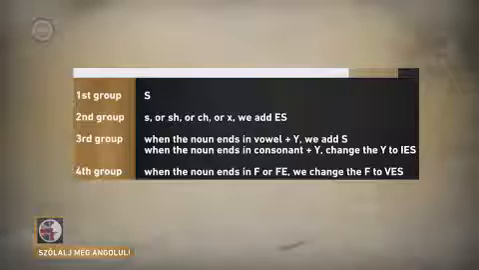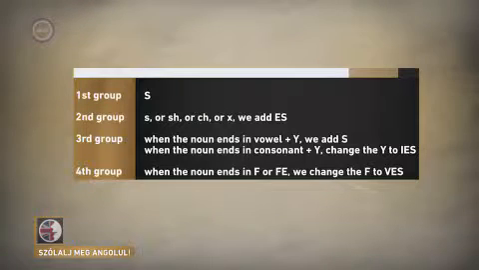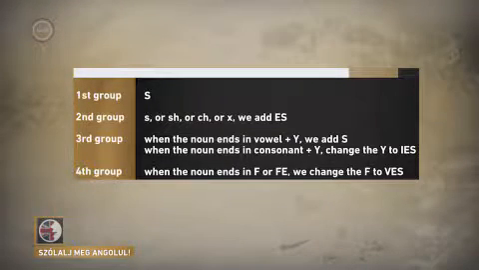Then there's group 2. The second group are nouns which end in S, SH, CH, and X. We change these nouns from singular to plural by adding ES. Then there's group 3. The third group are nouns which end in Y. If the noun ends in consonant plus Y, then we change the singular to plural by changing the Y to IES. Also in this group, we have nouns which end in vowel plus Y. We change these nouns from singular to plural by adding S.